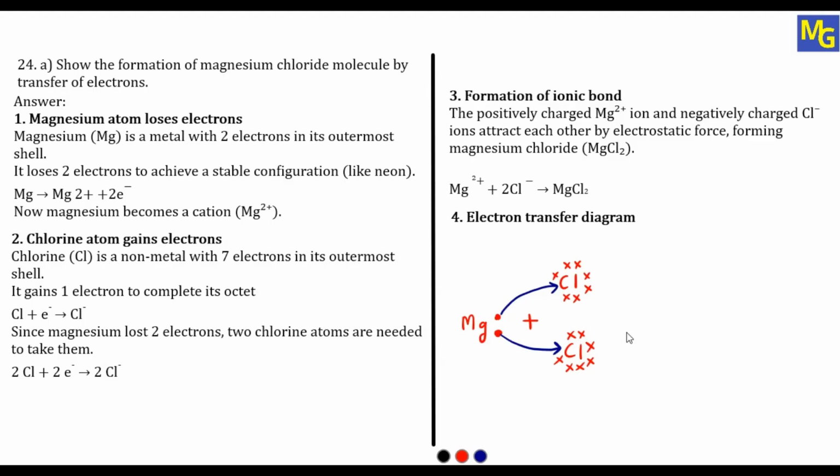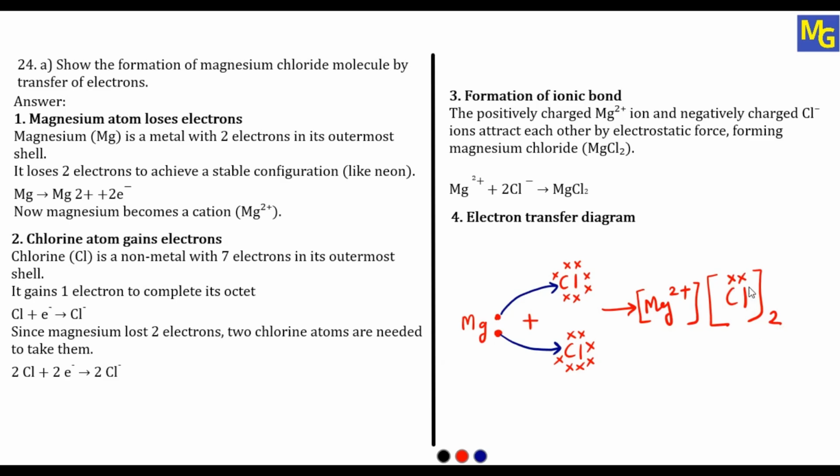Now what does it become? We will write it here. Mg will become Mg2+, because it has lost 2 electrons. What about Cl? I will combine the Cl and write them like this, both the Cl. Because it is 2, I wrote a 2 here.